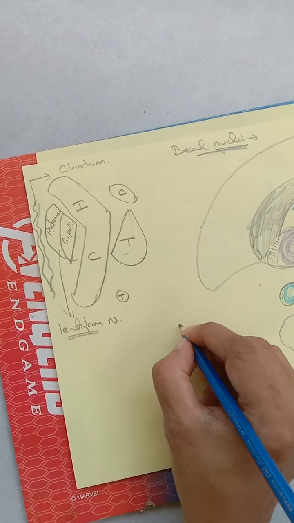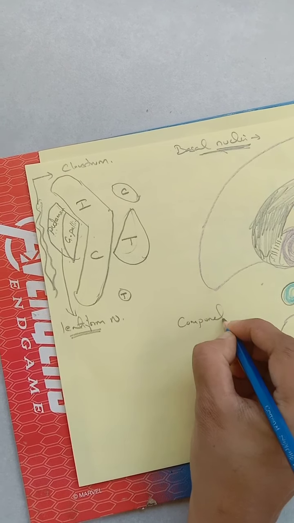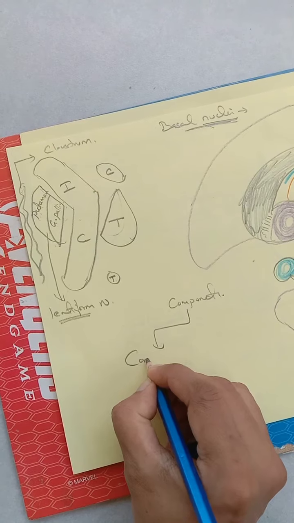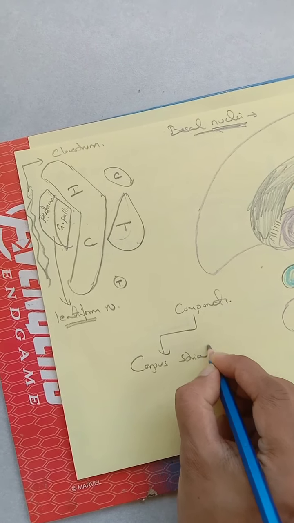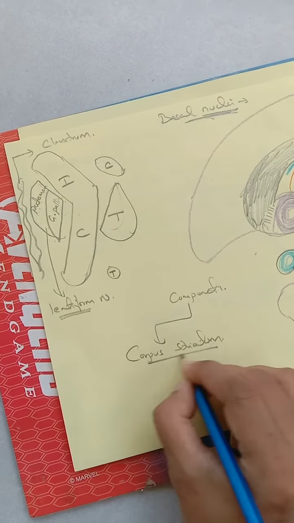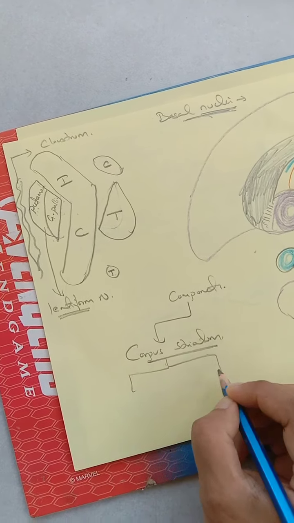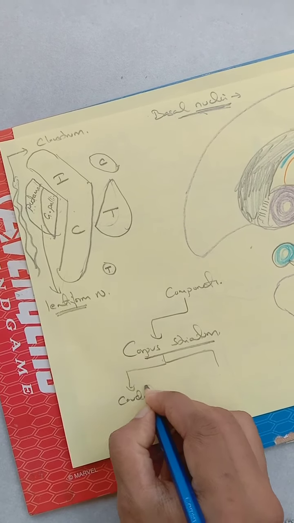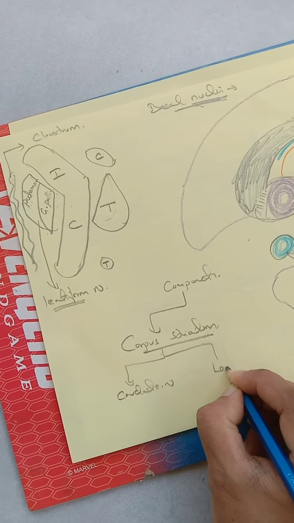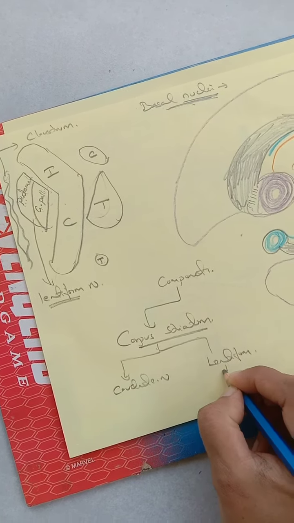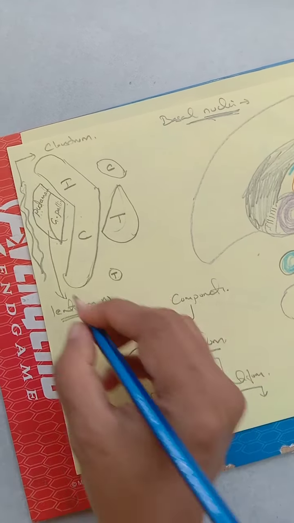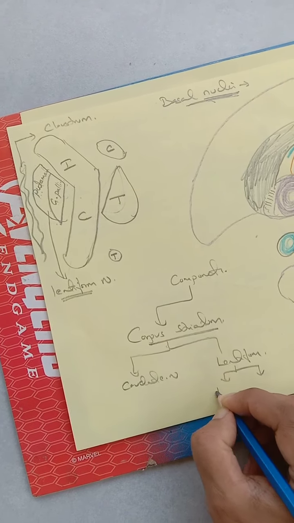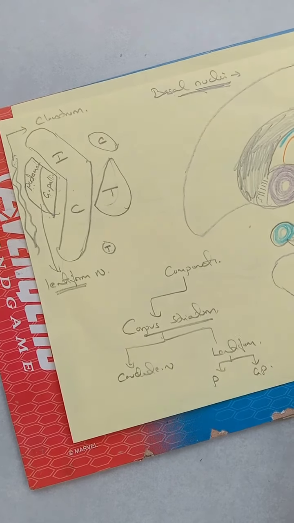Claustrum. So what are the components of basal nuclei? You need to know. Mainly it has the corpus striatum. Corpus striatum has two parts. That is, it has the caudate nucleus and the lentiform nucleus. The lentiform nucleus is further divided into two. Can you see here? It has a putamen and globus pallidus.